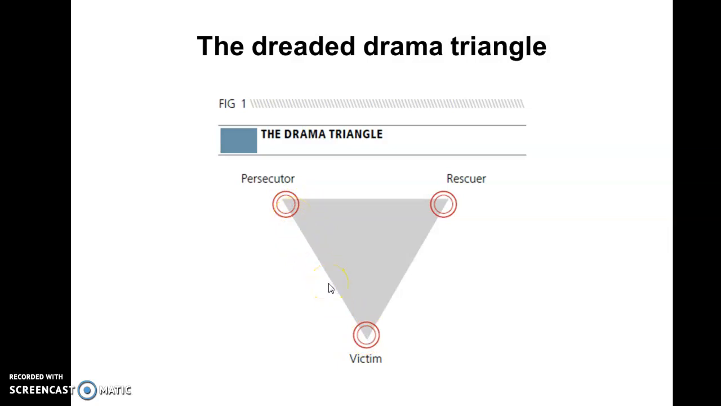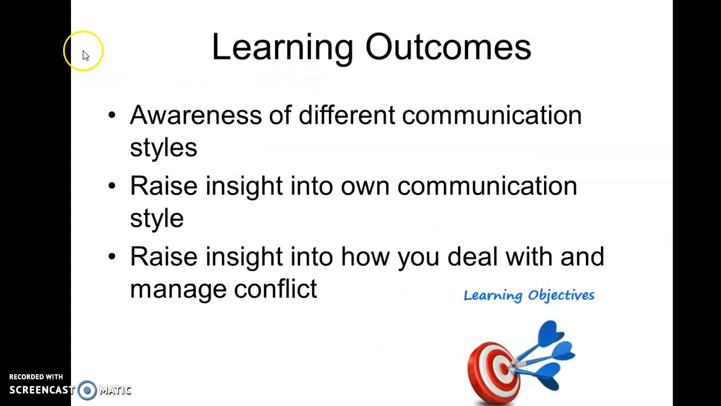So in a nutshell, that is what I was going to do with you. There's going to be a lot more conversations and interactions between us all. If you want to know more about it, there are some good books on the dreaded drama triangle, which I'll send through to you along with the inventory. But I hope that's been helpful. I hope you feel like it's raised your awareness of different communication styles. Hopefully if you do the inventory, it'll raise your own insight into communication style and also how you deal with and manage conflict. Thank you.